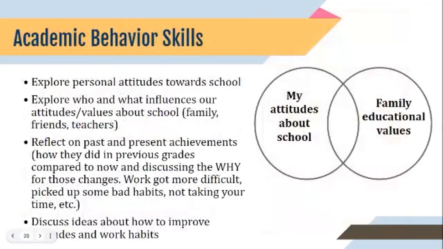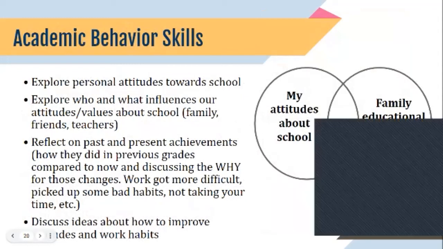The last part of these groups that we call SAIG groups involve academic behavior skills. These involve exploring personal attitudes towards school, who and what influence our attitudes, reflect on past and present achievements, how they did in previous grades compared to now, and discuss the why for those changes, discuss ideas about how to improve study, attitudes, and work habits.